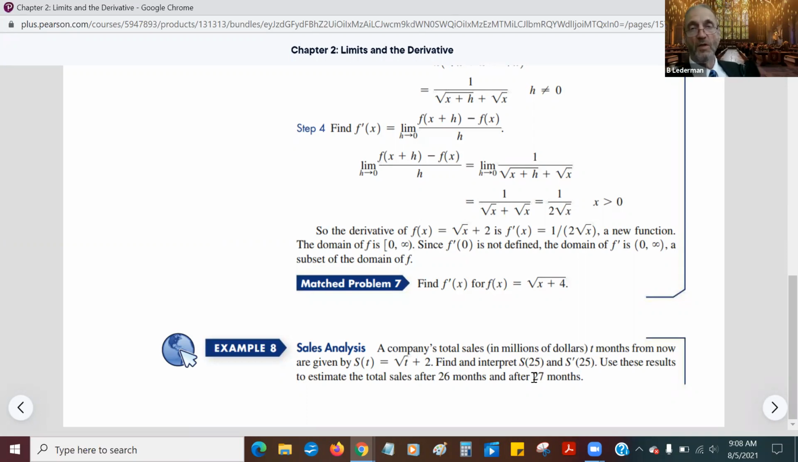Well, S of 25 is simply sticking 25 into t. So the square root of 25 is 5, plus 2 is 7. Then we use these results to estimate the total sales after 26 months and after 27 months. That is very interesting. So let's continue now.